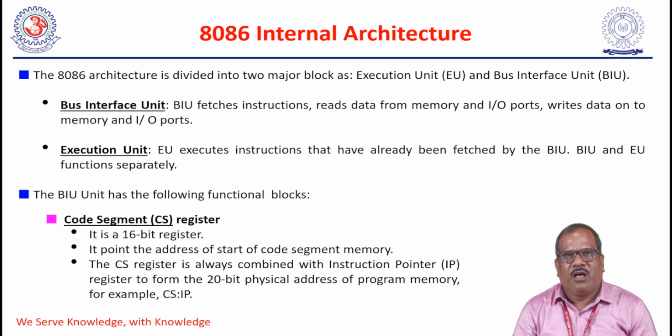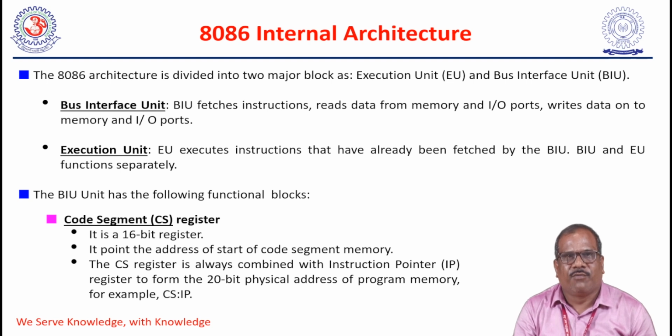Now we discuss the function of each block. First, the architecture is divided into 2 major blocks: the bus interface unit and the execution unit. The function of the BIU is to fetch the value from memory and store it into the instruction queue. The execution unit gets the fetched value from the BIU, then decodes and executes the function. Now let us discuss the BIU function.